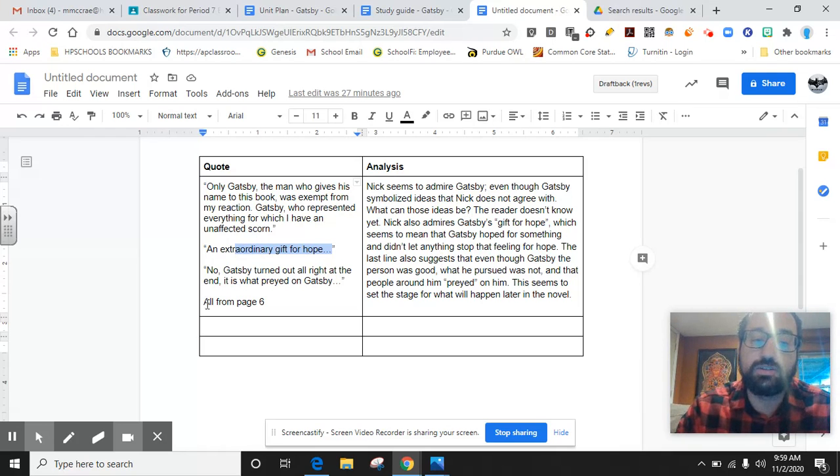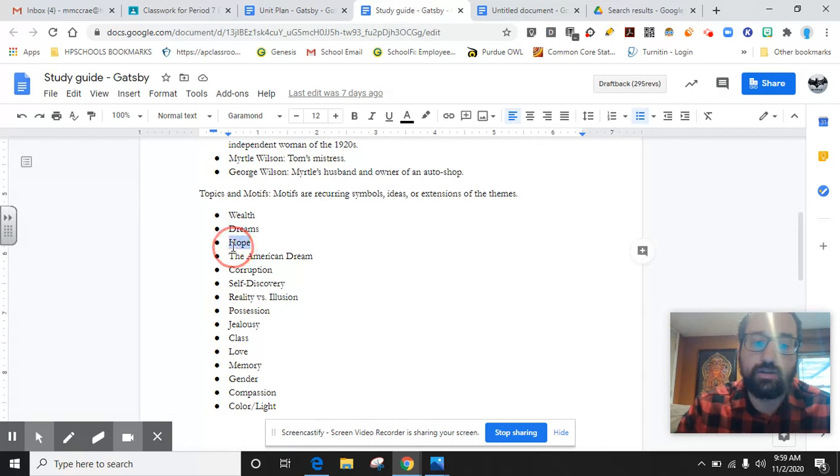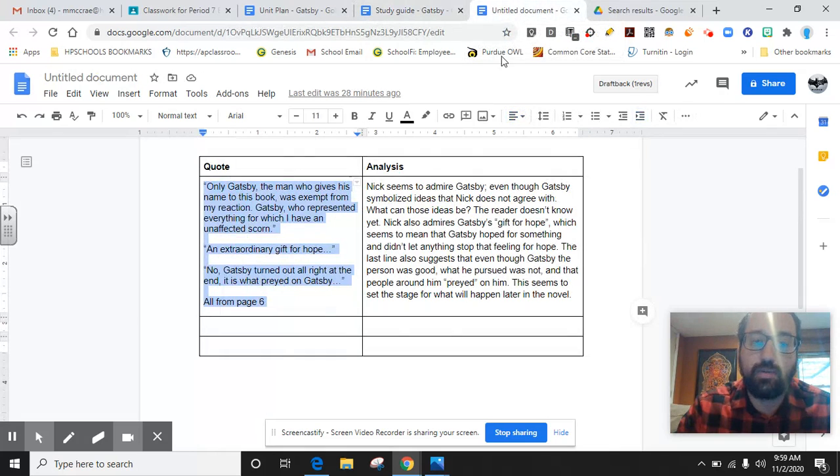That last line also suggests, this one, that even though Gatsby, the person, was good, what he pursued was not, and that people around him preyed on him. Okay, so it sounds like the people that are affiliated with Gatsby were maybe going after him for some reason. So this whole section sets the stage for what's going to happen later on in the novel, what we're going to learn about Gatsby. And if we think back to the study guide, hope was one of the major topics. That's covered a few times here on that page. So you could even add that in here.